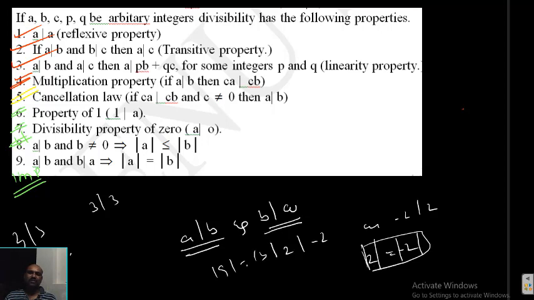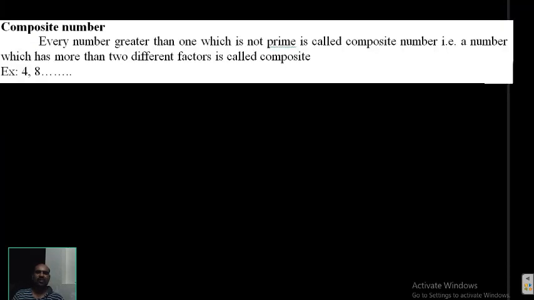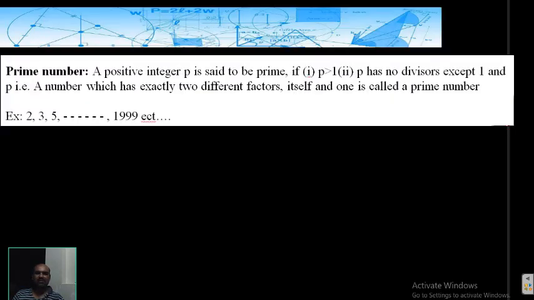Okay students, next I am going to explain the definitions of prime number and composite number and their properties. First of all, listen students, if A divides B, then A is called a factor of B and B is called a multiple of A. 2 divides 6 means 2 is a factor of 6. 3 also divides 6, so 3 is also a factor of 6.